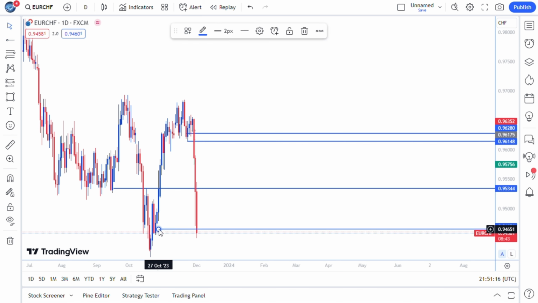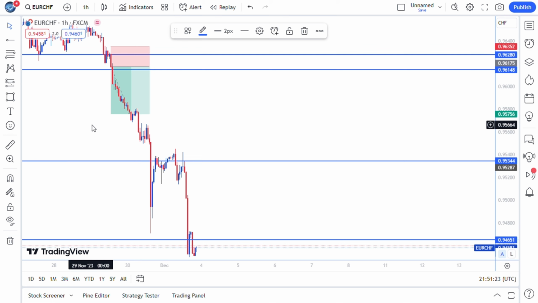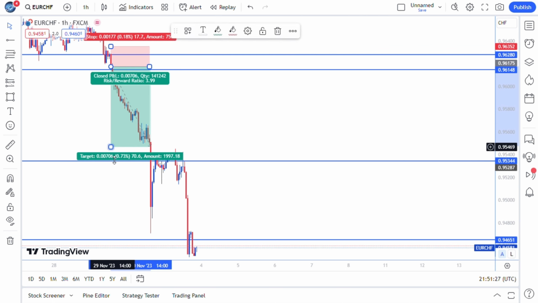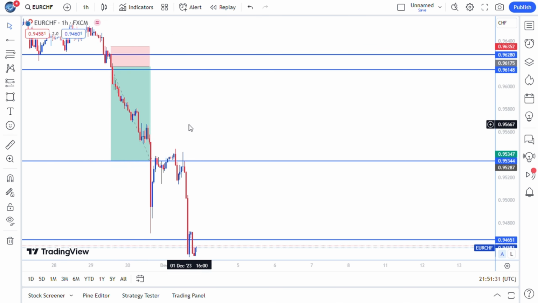Next, let's get back to the entry time frame. Now, extend the target to this level. You would have made a huge profit if you were part of this trade. And the risk involved is little compared to the expected target.